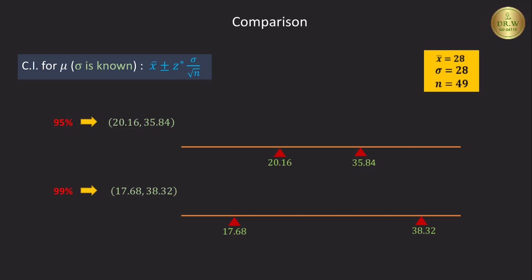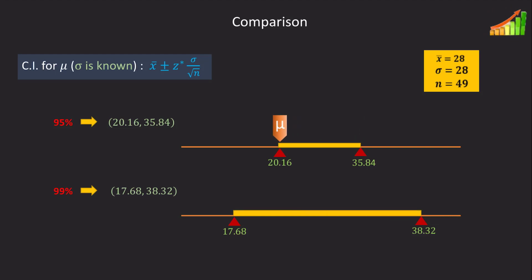Yes, you know the width of the confidence interval. Then this is the confidence interval for the population mean mu. So mu is supposed to be in between these two numbers. So that is the meaning of the confidence interval. So consider the second one. You see the width of the confidence interval. And here also mu is supposed to be in between these two.